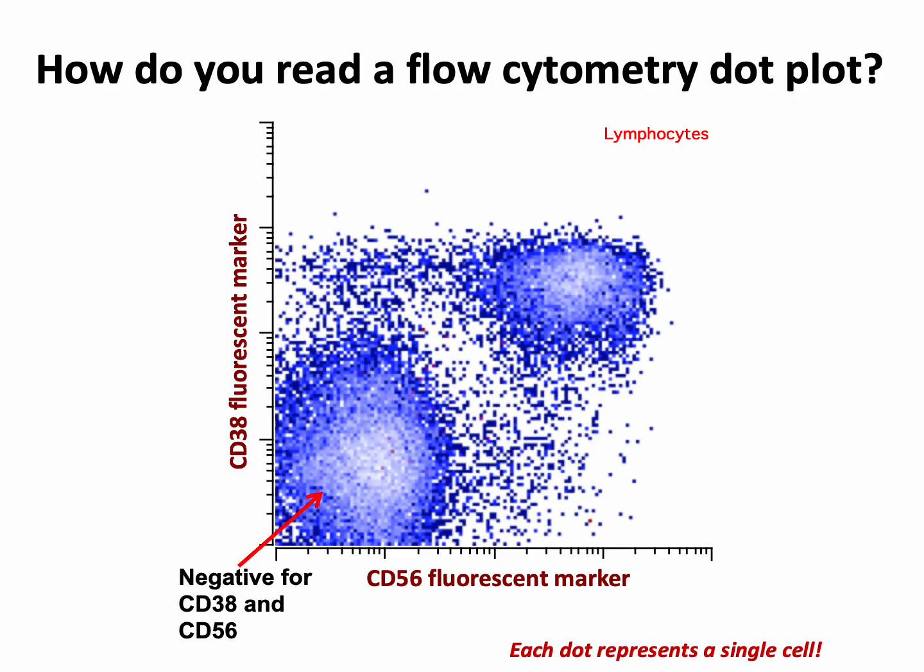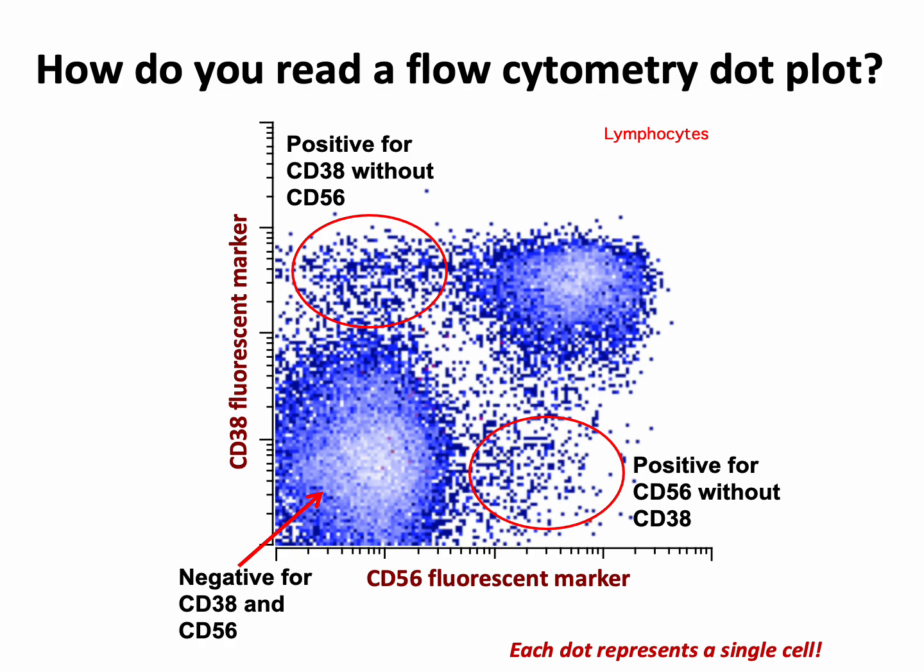The population which is most abundant in this lymphocyte gate is one here which is negative for both CD38 and CD56. We also have a smaller population which is positive for CD38 without CD56. Another relatively small population positive for CD56 without CD38. And finally, a relatively large population positive for the markers CD38 and CD56 both.